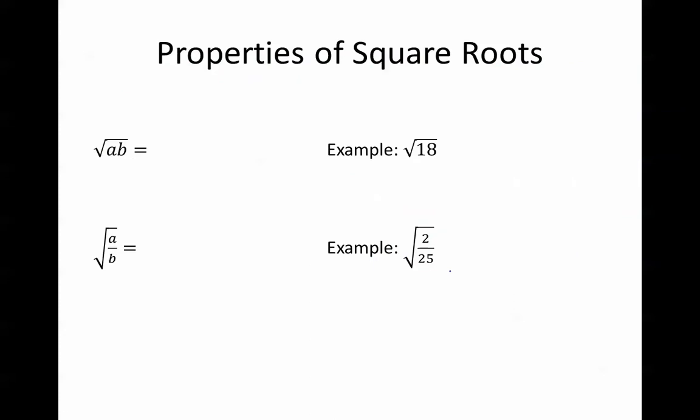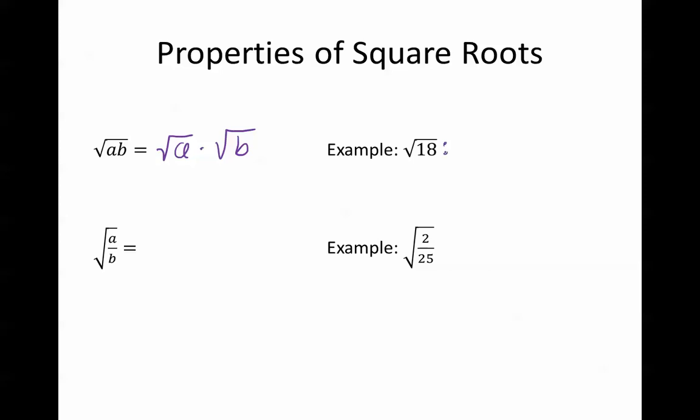So let's talk about these properties of square roots. Here are the two that we're going to focus on today. There are more, and we'll look at those in future lessons, but these two for this lesson. This first property says that the square root of AB, meaning any two numbers A and B, is the same thing as the square root of A times the square root of B. That's my first property. If I'm multiplying two numbers inside of a square root, that's the same thing as multiplying the square roots of these two things. Now, why is that important?